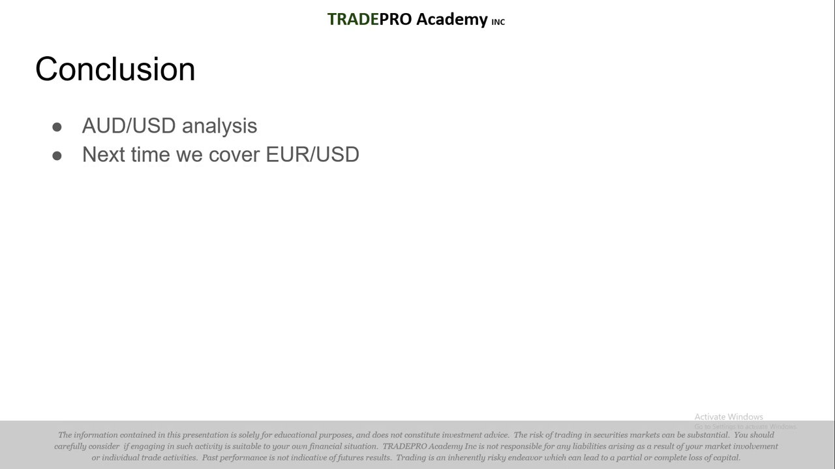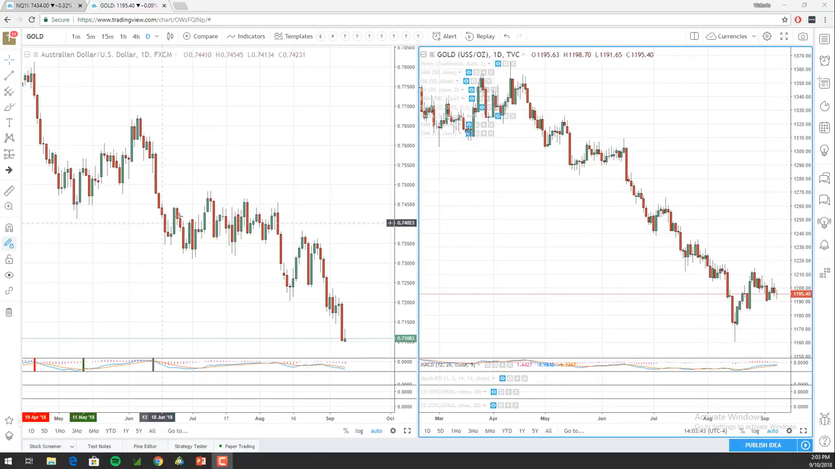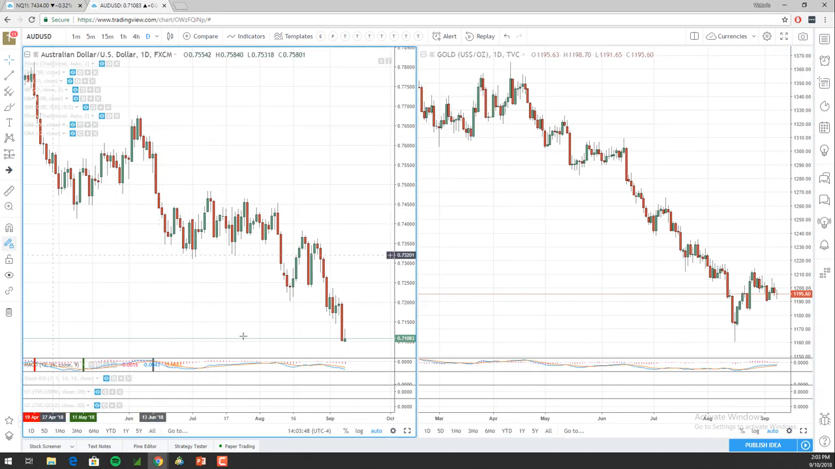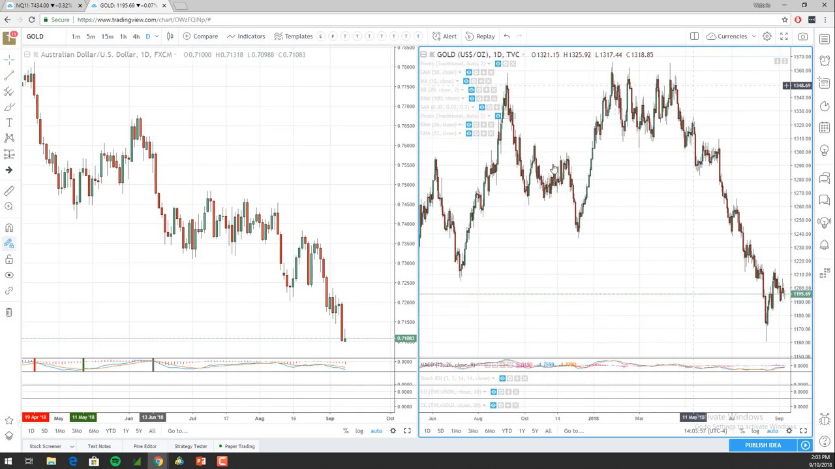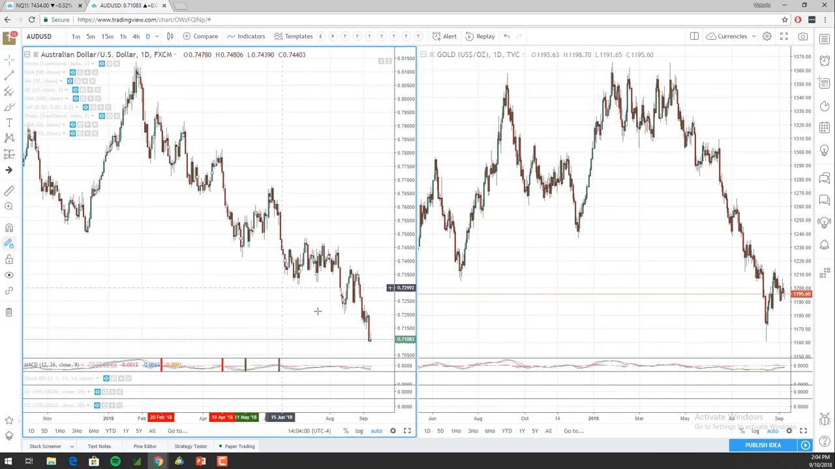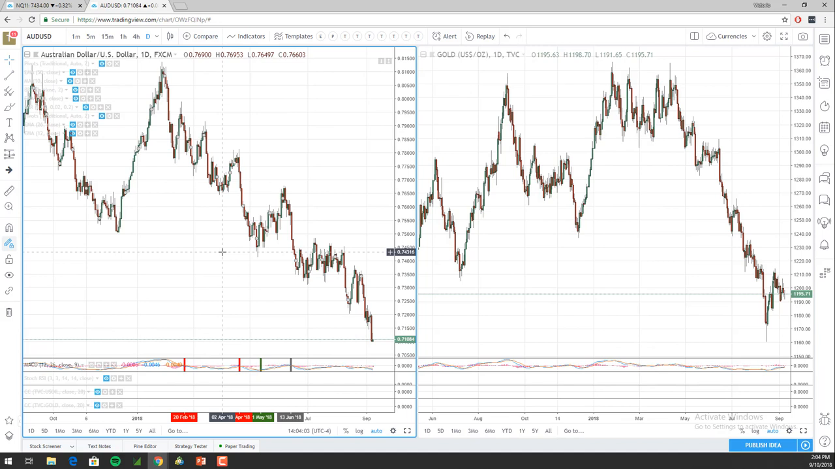So like I said, next time we're going to be covering the Euro USD. So let's just dive into this analysis. Right here on the screen, as promised, we've got the Australian dollar on a daily to the left, and to the right, gold. You can see very, very similar patterns, downward trending movement. If we zoom out a little, this is what gold looks like, and this is what the Australian dollar USD looks like. Pretty similar, right, guys?